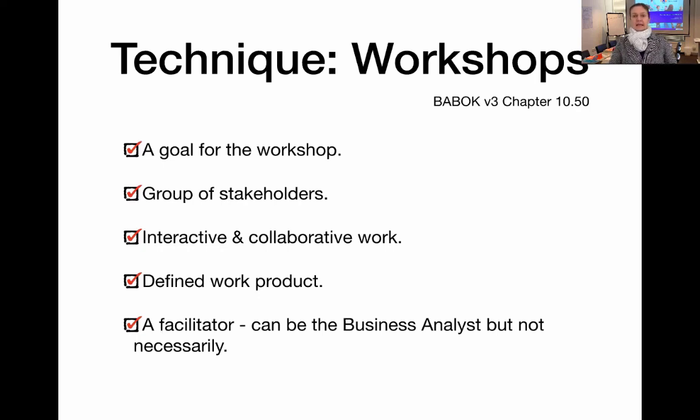Predominantly, there are certain aspects to a workshop that you need to know about. One of those is the goal. It's always important to have a clear goal for your workshop. Naturally, you need people to attend the workshop. So who will your stakeholders be? Then you've got the workshop itself, where you do a lot of interactions and collaborative work. The workshop will have a defined output or a work product that comes out of it. And then, of course, every workshop needs a facilitator. The business analyst can often be the facilitator, but sometimes it may be someone else, and the business analyst may take a different role.